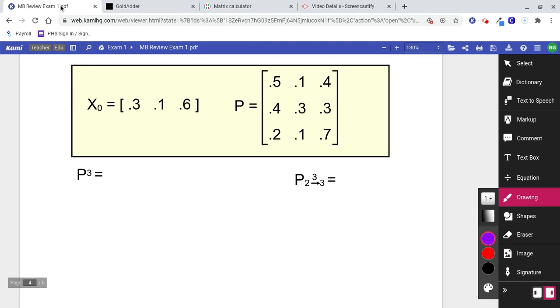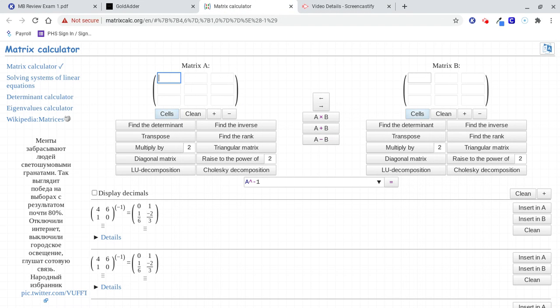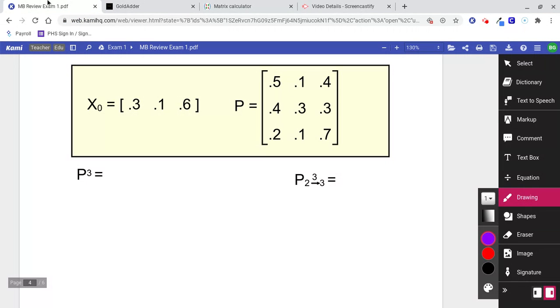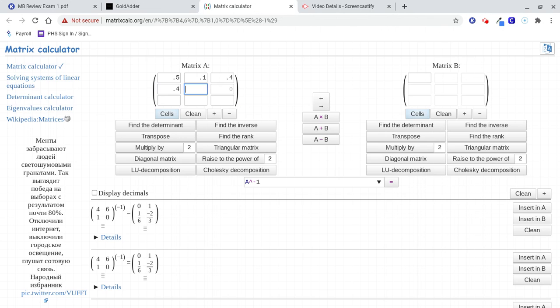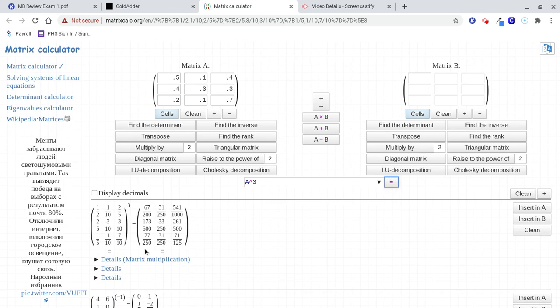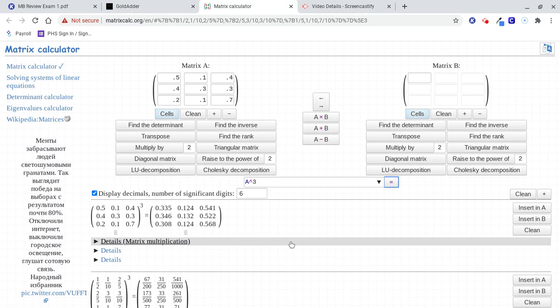So what was it? 0.5, 0.1, 0.4; 0.4, 0.3, 0.3; 0.2, 0.1, 0.7. Just double check all those numbers. The rows add up to 1. That looks good. I want to do that matrix to the third power. Let's see the decimals. Decimals are probably easier for us to handle there.